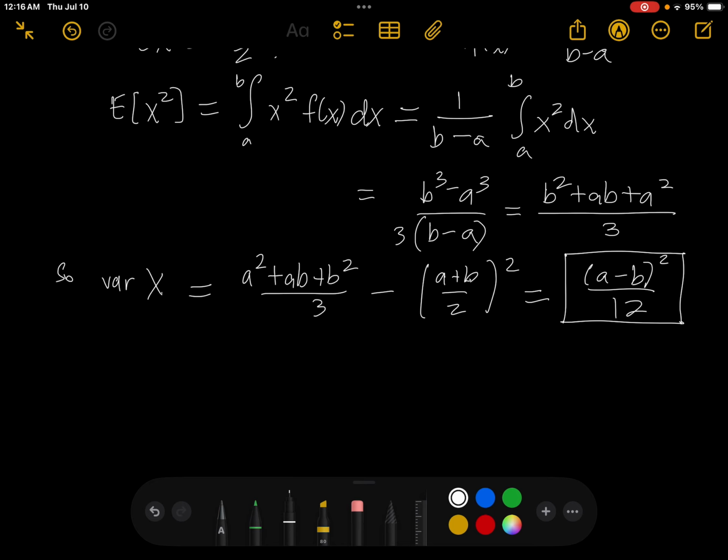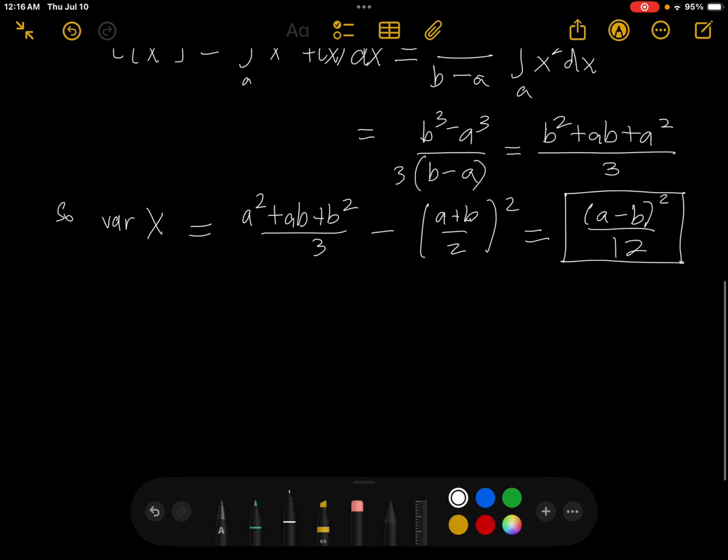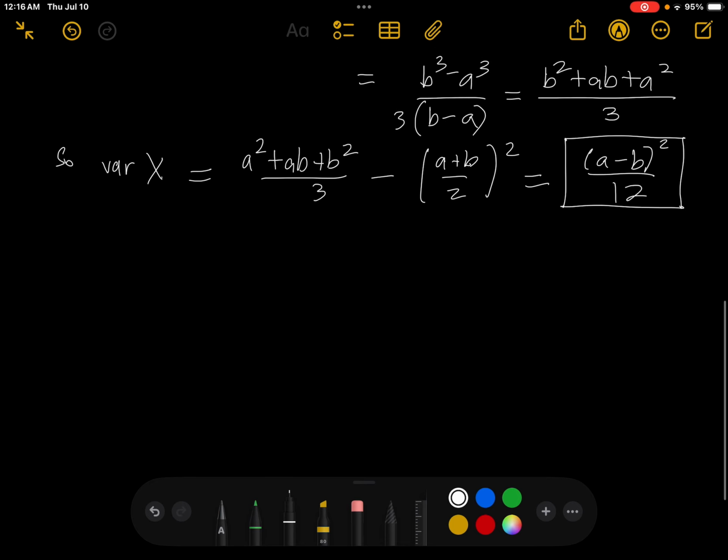Okay. And that's a simple example of computing the variance of a random variable. Now let's look at some properties of the variance.